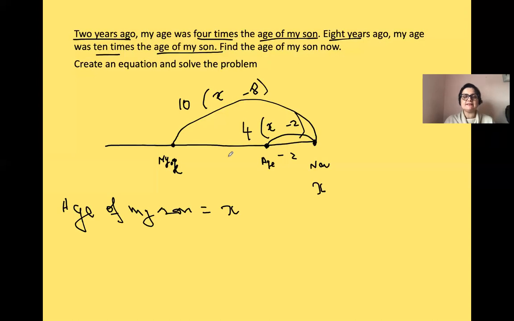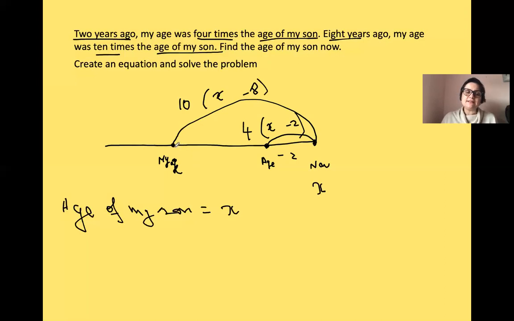All right, does it make sense now, this little configuration of the problem, or visualizing the problem? So my age 2 years ago is 4 multiplied by X minus 2, because my son's age is X minus 2. And 8 years ago, my son's age was X minus 8, but my age was 10 multiplied by X minus 8. Now we need to create the equation. Now these are the expressions that we are going to need. So how are we going to do it?